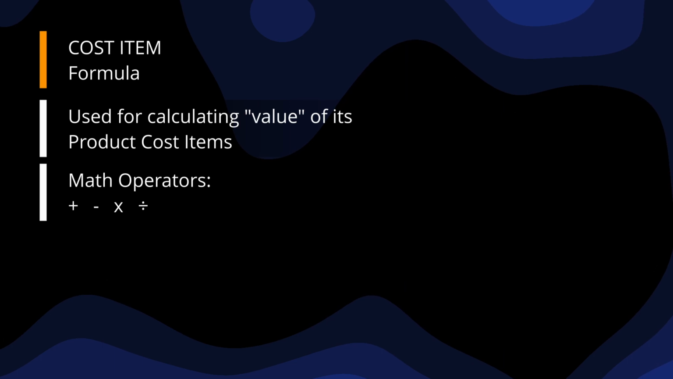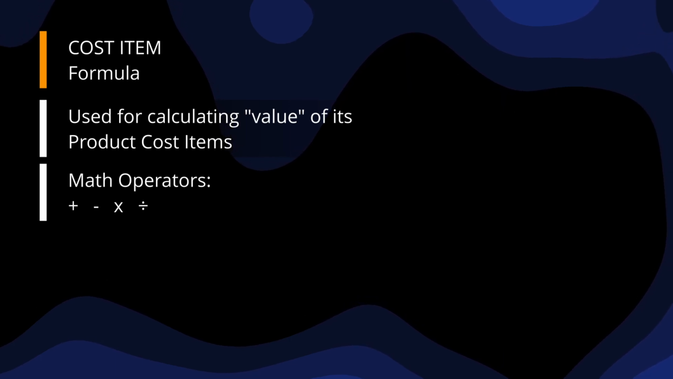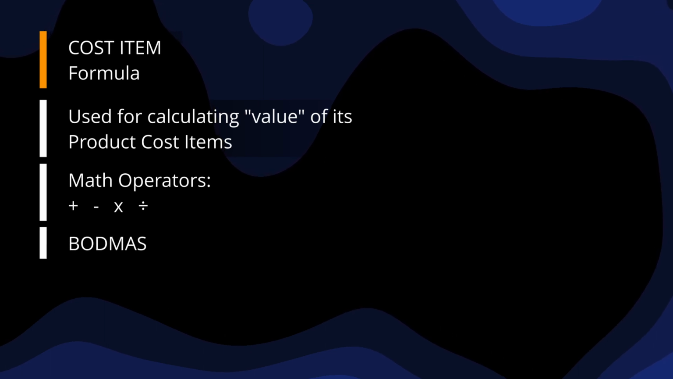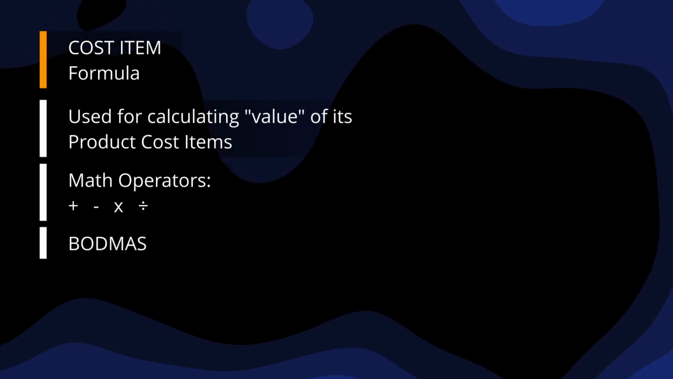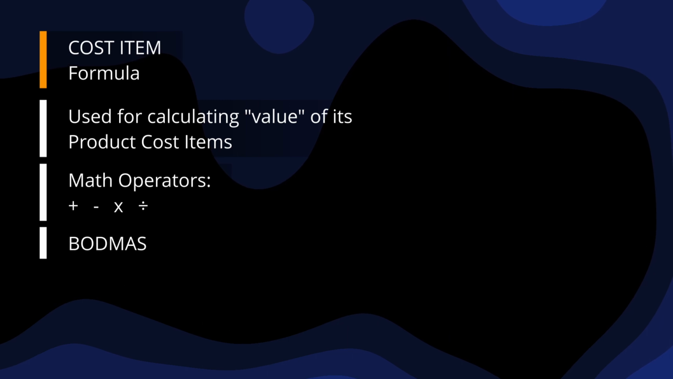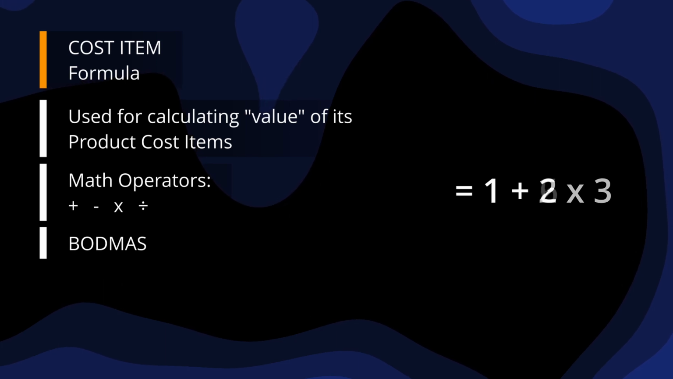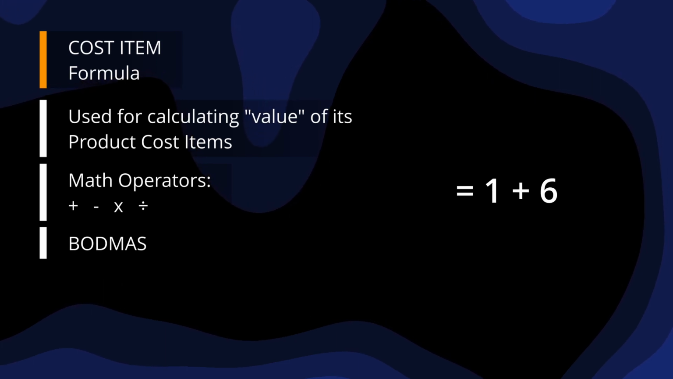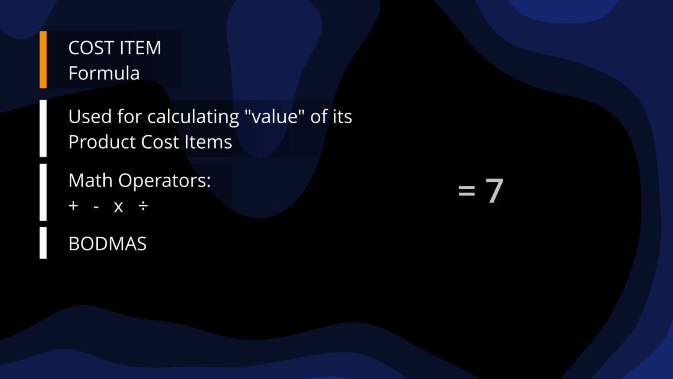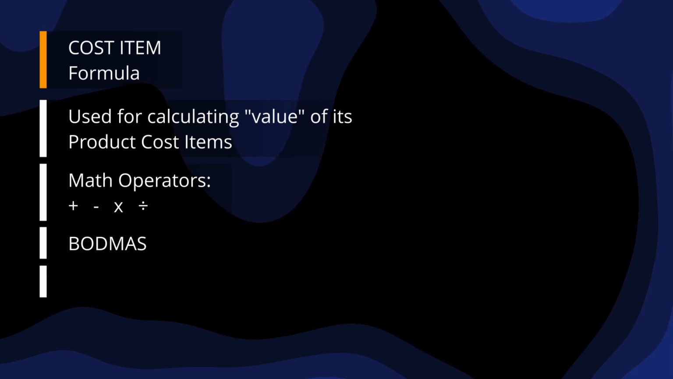When Mercenter executes the formula, it does not run the calculation strictly sequentially. We follow the mathematical order of operations which you may remember from school as BODMAS. Under these rules, multiplication and division are done first, then addition and subtraction. So for the calculation 1 plus 2 times 3, we first multiply 2 and 3 and then add the result to 1, producing 7 as the result.